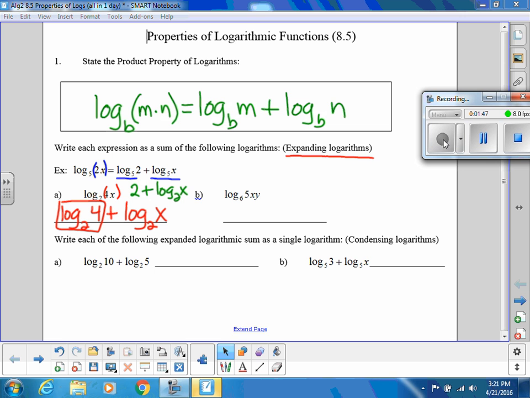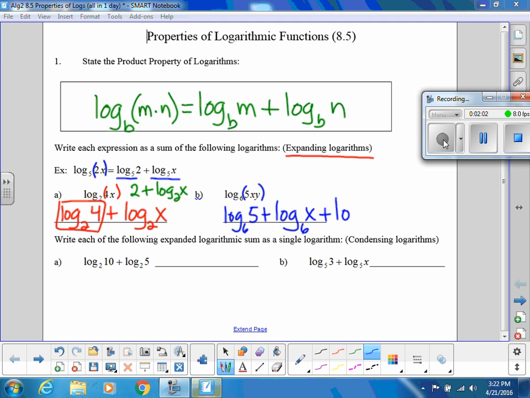All right, what happens though if we have, like in this problem, 3 things multiplied together? That's okay, we just add 3 things together. So I'm going to have log base 6 of 5 plus log base 6 of x plus log base 6 of y. So if you have 3 things multiplied inside one single parenthesis, then you have 3 things added together as 3 separate logs.